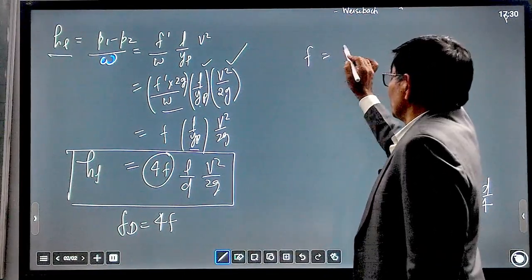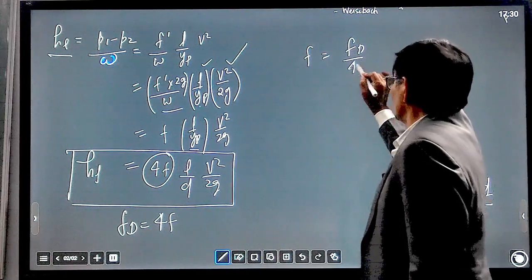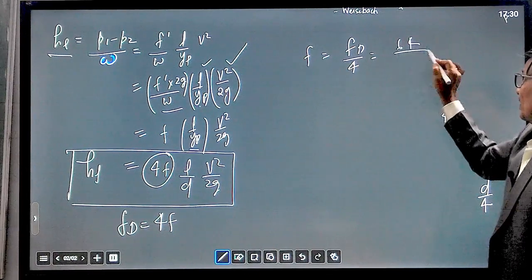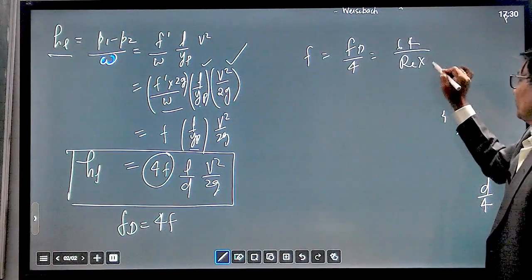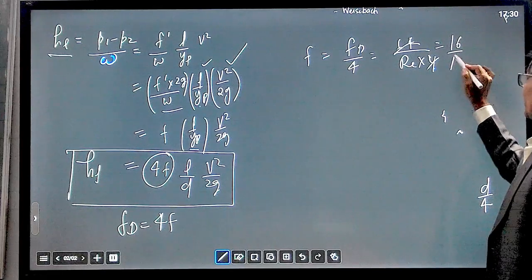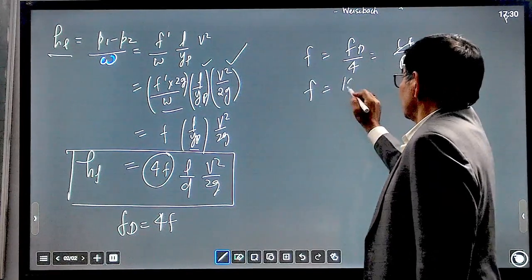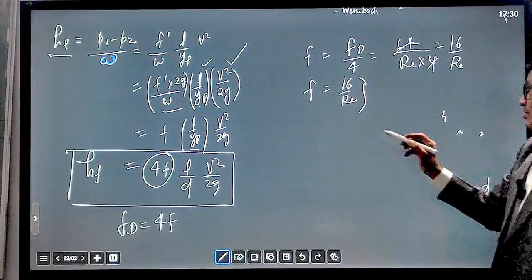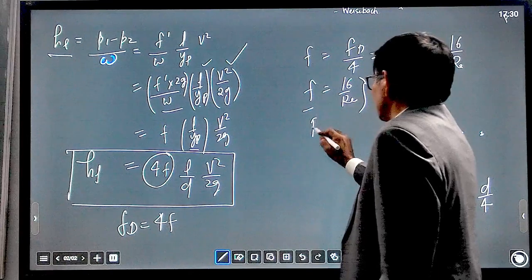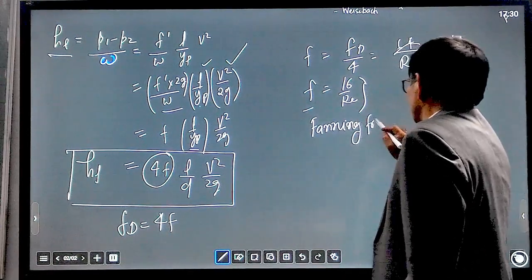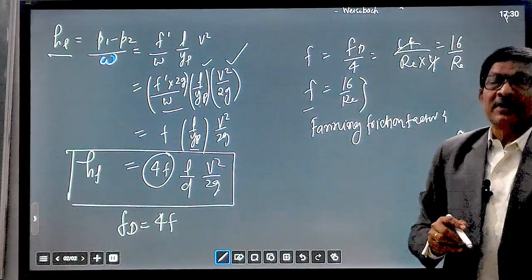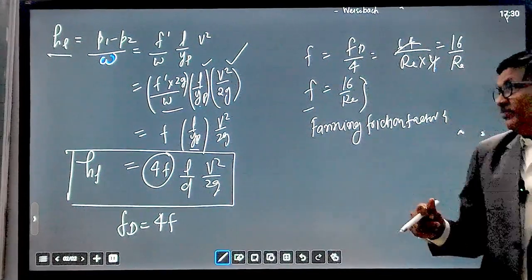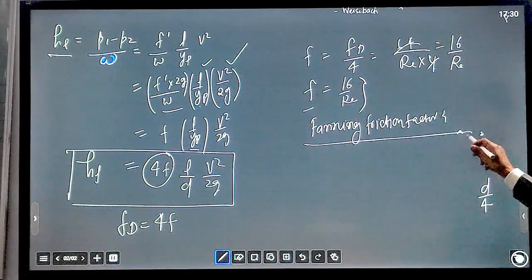So f equal to f_D by 4, that is 64 upon Re divided by 4, so it will become 16 upon Re. f is equal to 16 upon Re. That is known as the Fanning friction factor. f is known as the Fanning friction factor, which is 1 by 4 of the Darcy friction factor.